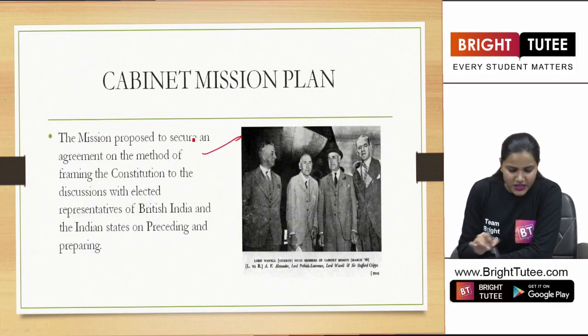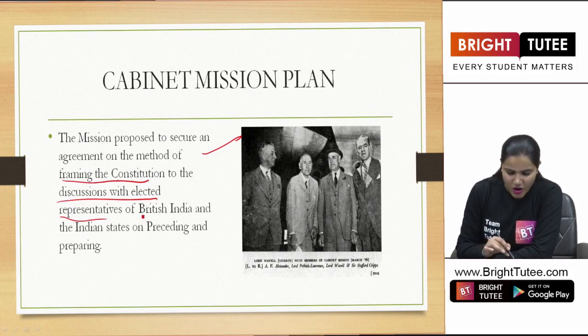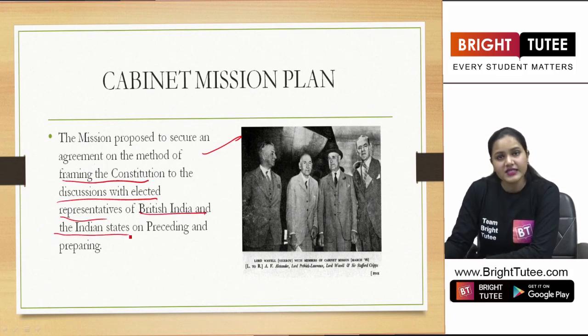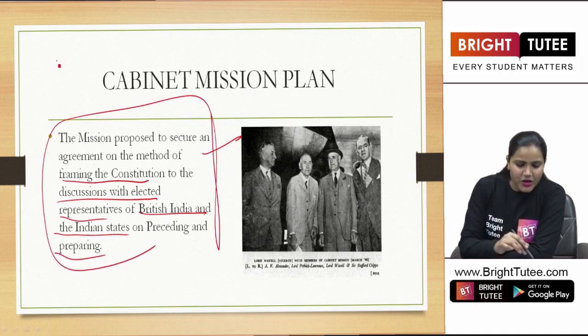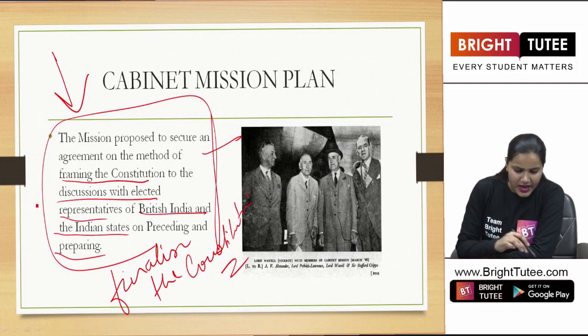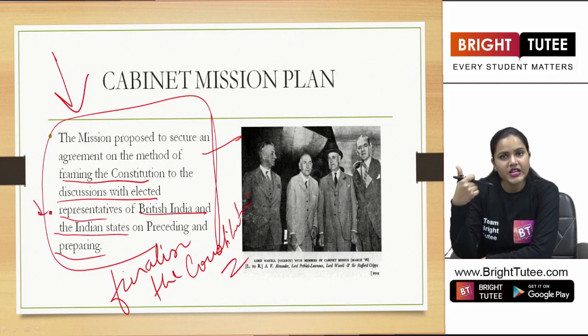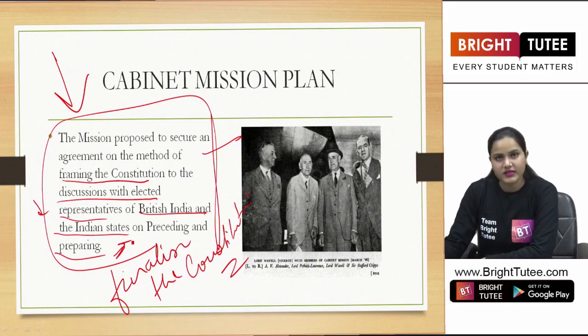The mission proposed to secure an agreement on the method of framing the constitution through discussions with elected representatives of British India and the Indian states. So this is how they were going to finalize the framing of the whole constitution, having discussions with the elected representatives of British India and the Indian states.